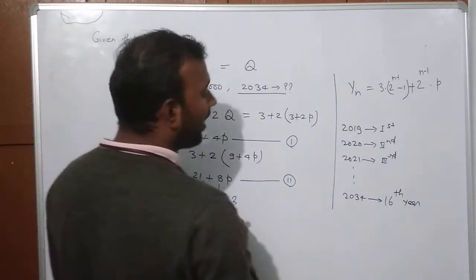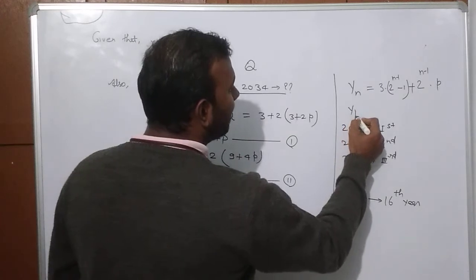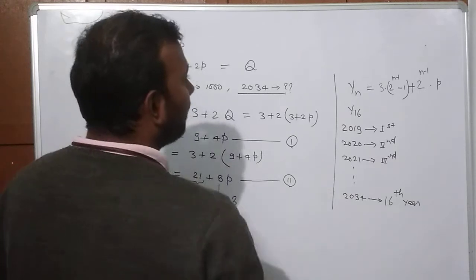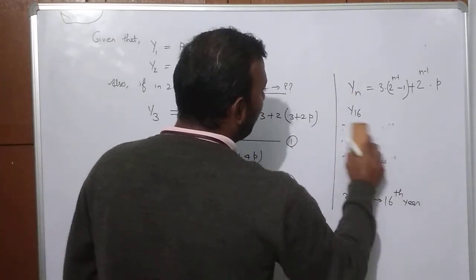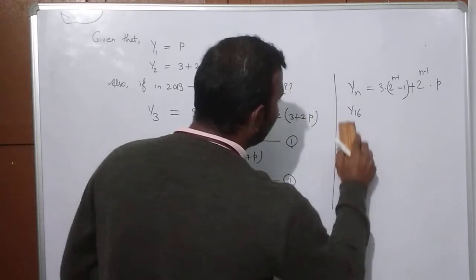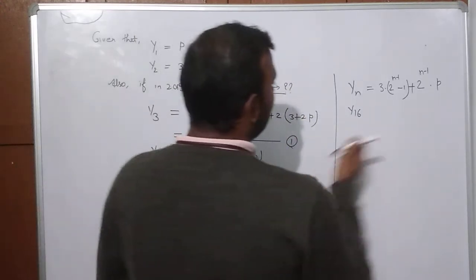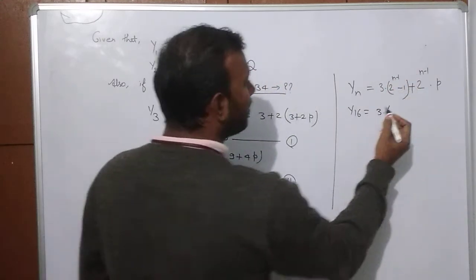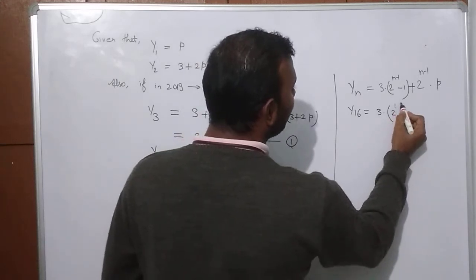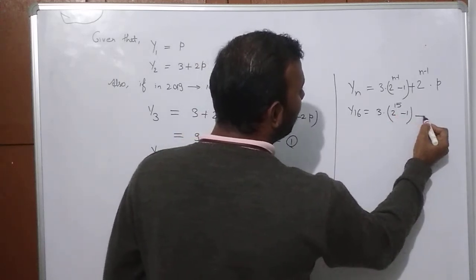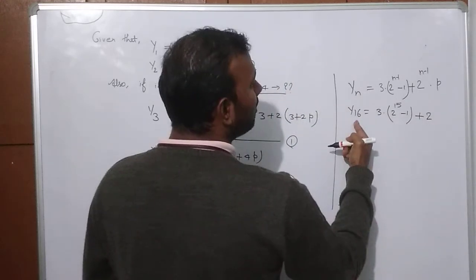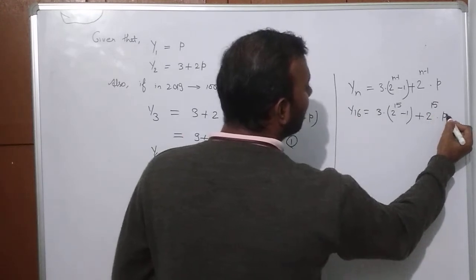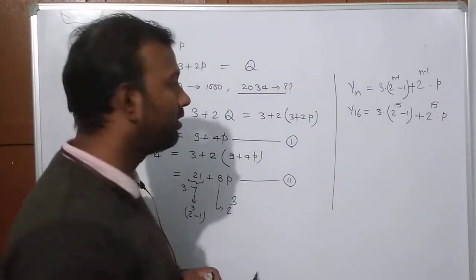So what we have to find? We have to find y16. So for y16, from this expression, what can we get? y16 is 3 times 2 power n minus 1. So 16 minus 1 gives 2 power 15, minus 1, plus 2 power n minus 1, that is 16 minus 1, 15, into P. And what is P? P is 1000 here.